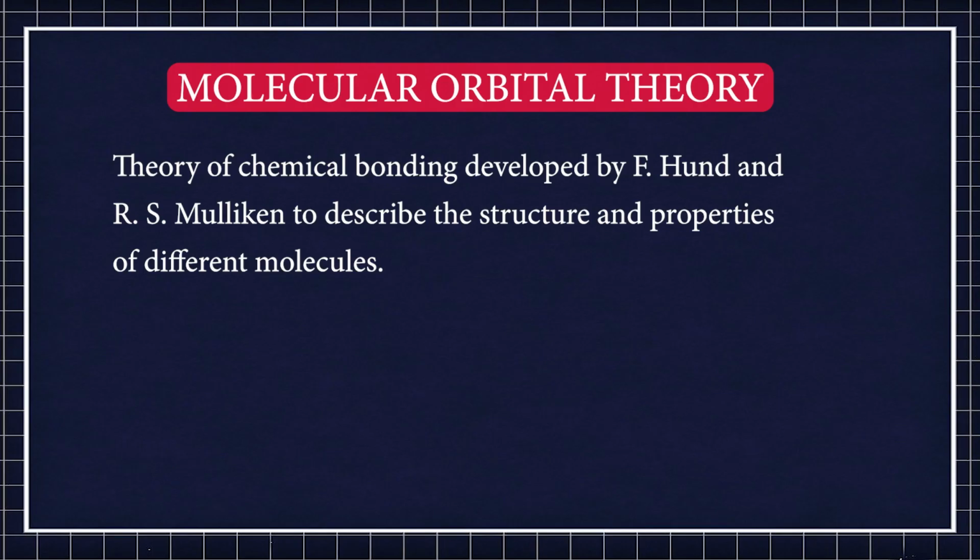The molecular orbital theory is a theory of chemical bonding developed by F. Hund and R. S. Mulliken to describe the structure and properties of different molecules. The valence bond theory failed to adequately explain how certain molecules contain two or more equivalent bonds whose bond order lies between that of a single bond and that of a double bond, such as the bonds in resonance stabilized molecules. This is where the molecular orbital theory proved to be more powerful than the valence bond theory.